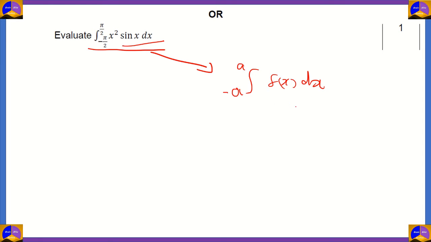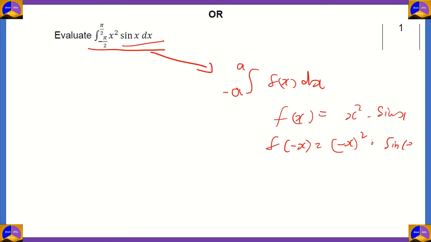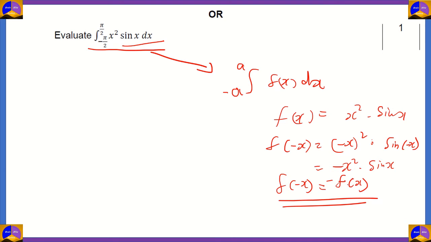So when you have an equation of this form, then we just check out the value of f of x. So over here, f of x is equal to x squared times sine x. What happens if you replace x by minus x? So you get minus x the whole square times sine of minus x. Sine of minus x is minus sine x, and minus x the whole square is just x squared, so it'll be minus x squared times sine x, which will be f of minus x. That will be equal to minus f of x. So over here you can find that f of minus x is equal to minus f of x.